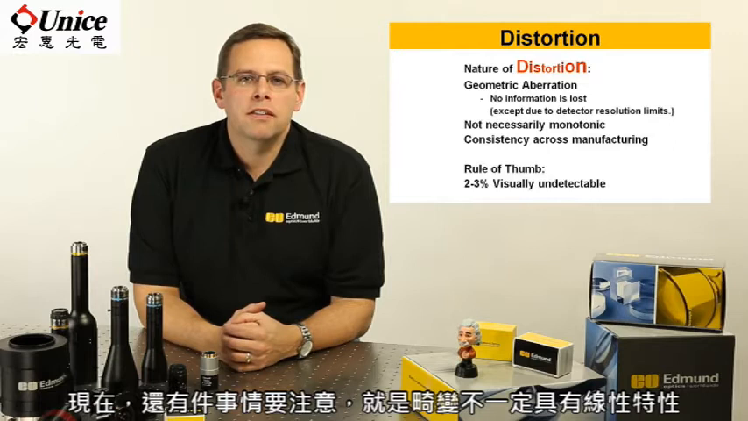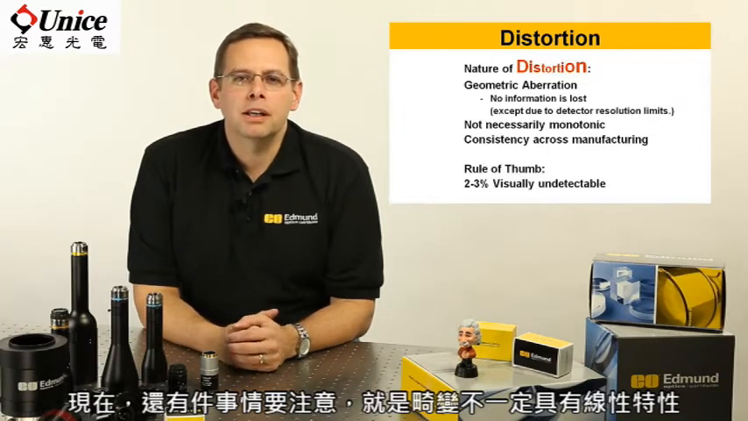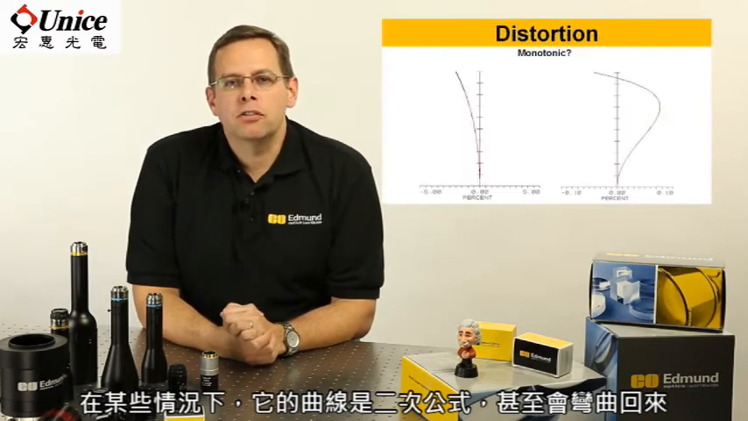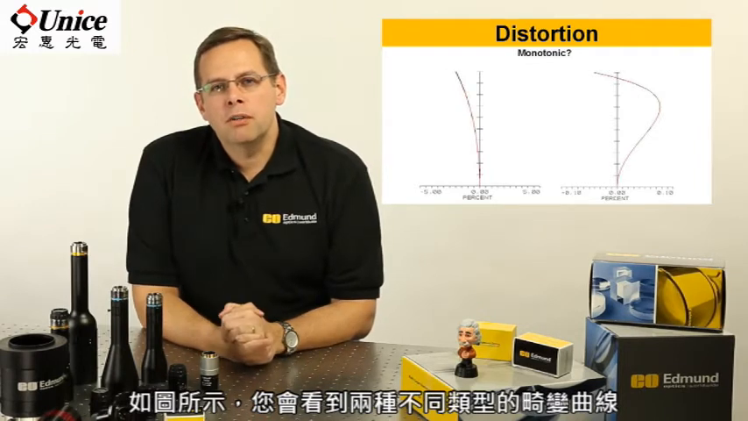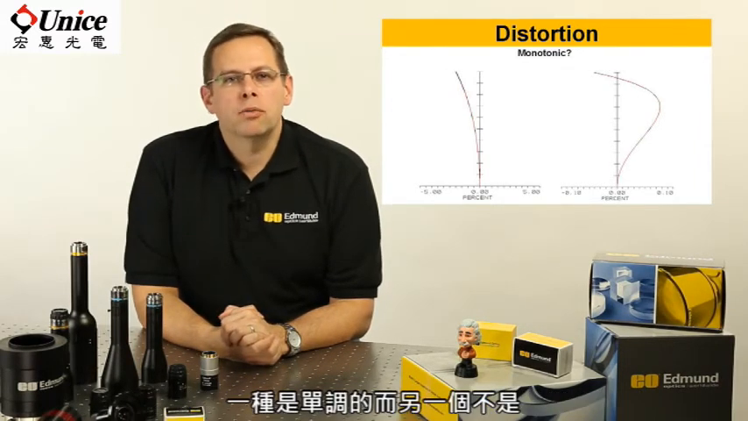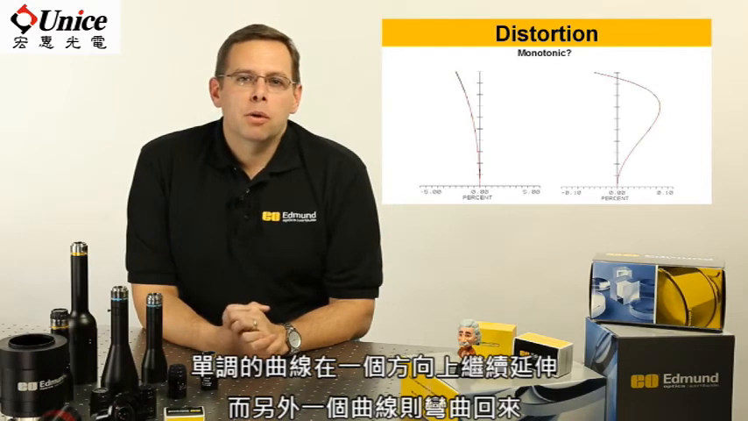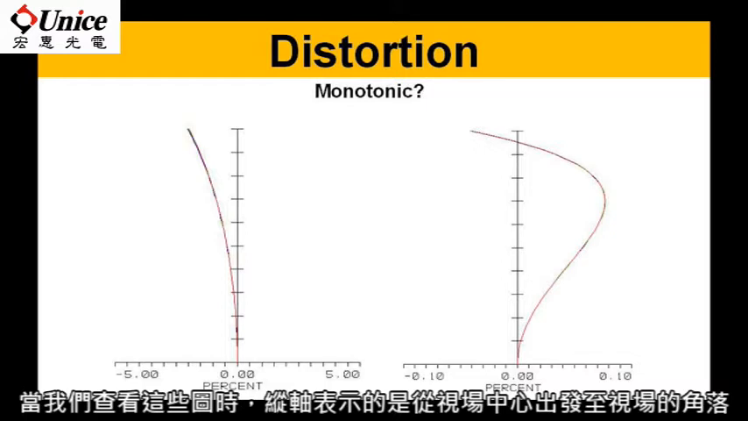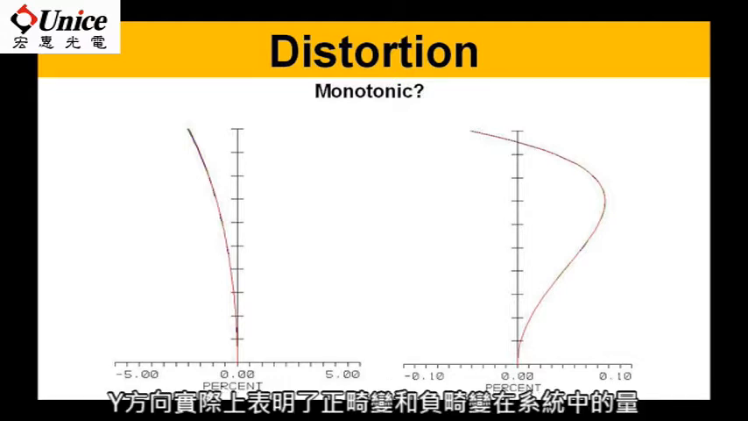Now, some things to understand there is that distortion is not necessarily a linear property. It has some quadratic formulas to it, and in some cases, even bends back on itself. If you look at the actual graphs that we have up now, you'll see two different types of distortion there. One is monotonic and one is not. The one that's monotonic is continuing all in one direction. The other one is actually curving back on itself to get a low distortion system across the field. As we look at the graphs, the vertical axis is actually the center of the field out to the corner of the field. The y direction is actually the amount of distortion, positive or negative, that's actually in the system.